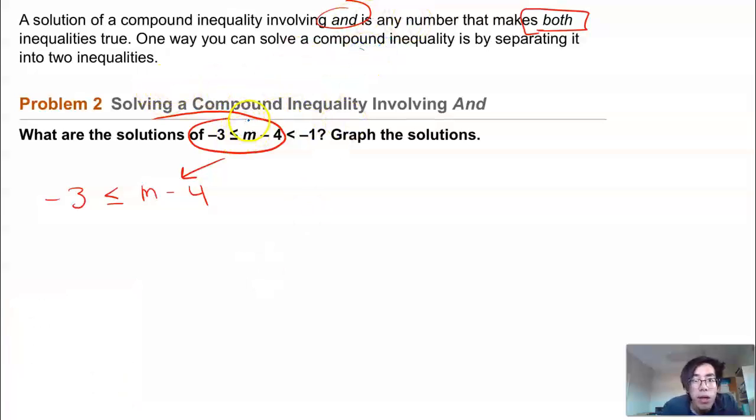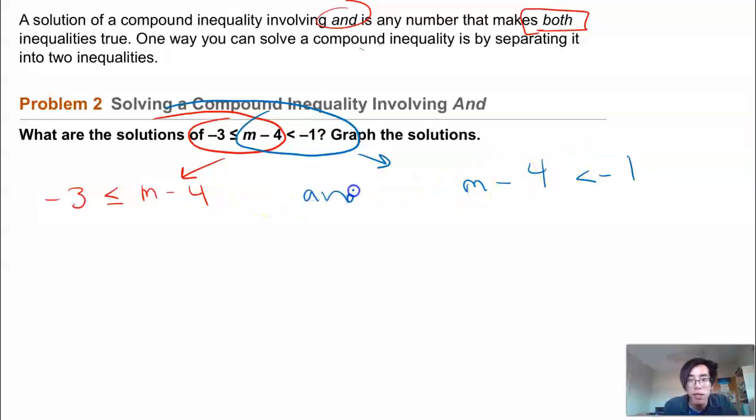I'm going to use this blue and write it on this side. It's going to be m minus 4 is less than negative 1. All I'm doing is solving this AND statement, because the values of m must be true for both of them, and I'm just going to solve for m in two different inequalities.